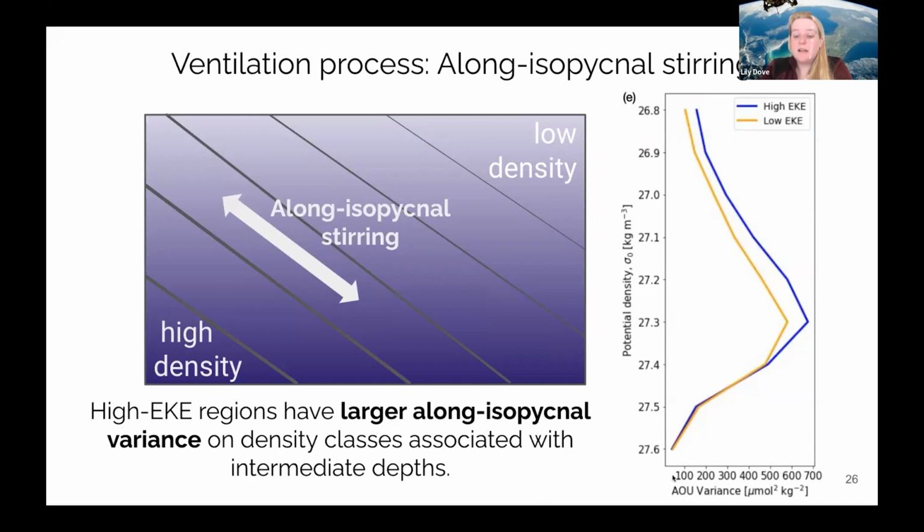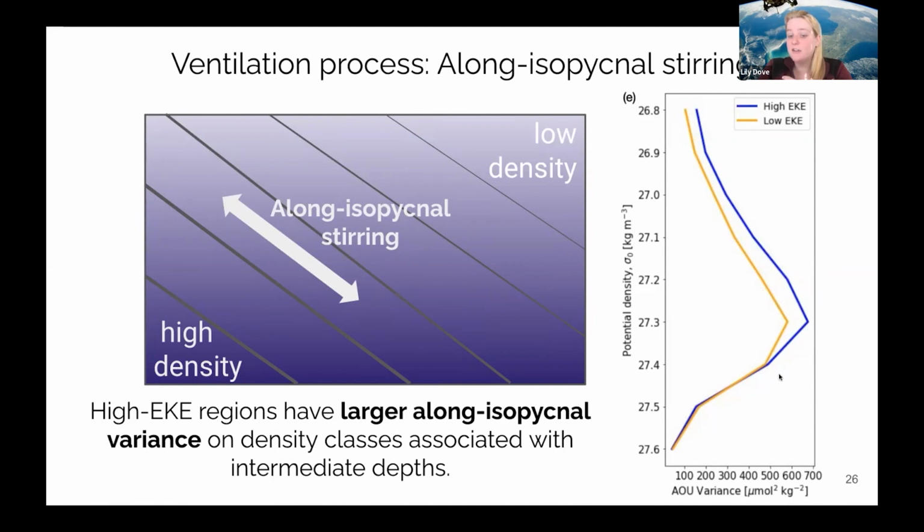So what's plotted here is that AOU variance. So basically, do we have a larger range of AOU on a density surface or a smaller range of AOU on a density surface? And on the y-axis is those given density surfaces. And what you can see is that in the high eddy kinetic energy regions, you have larger variance of AOU on density surfaces than in these low eddy kinetic energy regions.